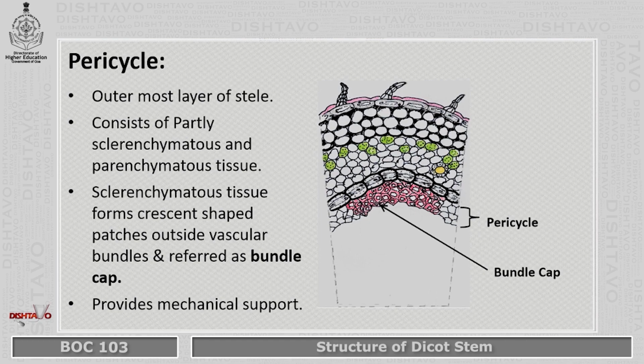Next layer is stele. Now stele, as I told you, consists of pericycle, vascular bundles, pith, and medullary rays. Now the outermost layer of this stele is pericycle. It consists of partly sclerenchymatous and partly parenchymatous tissue. Sclerenchymatous tissue forms crescent-shaped patches outside vascular bundles and is referred to as bundle cap. It provides mechanical support to the stem.